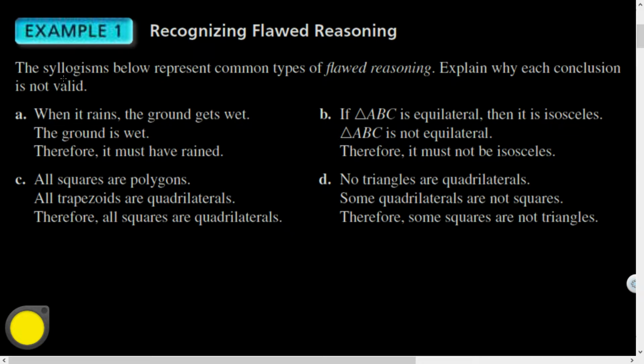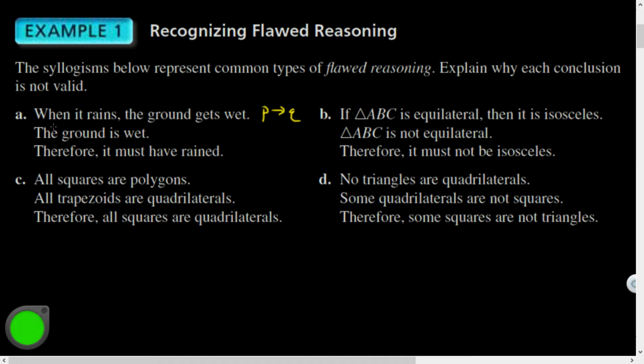Let's see. The syllogisms below represent common types of flawed reasoning. Explain why each conclusion is not valid. So here's statement number one. When it rains, the ground gets wet. Okay, so there's my kind of P implies Q statement. Then they said the ground is wet, therefore it must have rained.